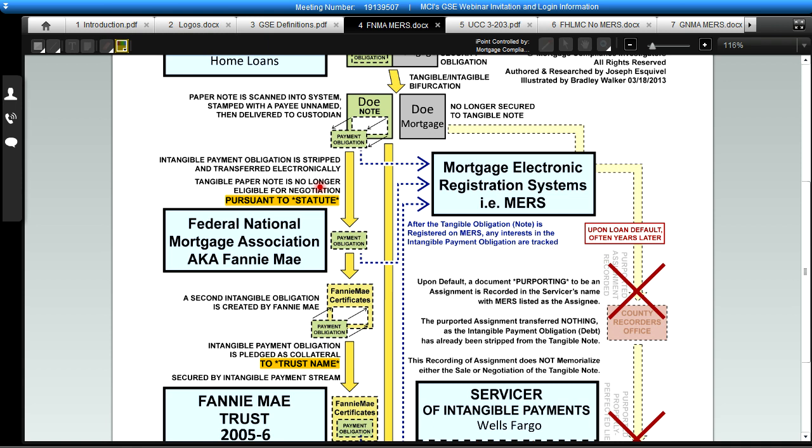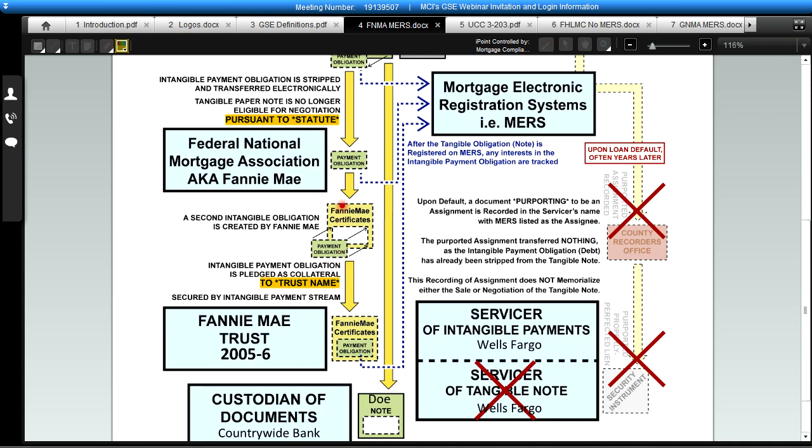Okay, so let's look down here. So now, Fannie Mae has received this. They've bought in this payment obligation. What Fannie Mae does now, one, they record with MERS what happened. Boom, there they go. They tell MERS, okay, we bought this. We bought this payment obligation. Okay, we didn't buy the note. We bought the payment obligation.